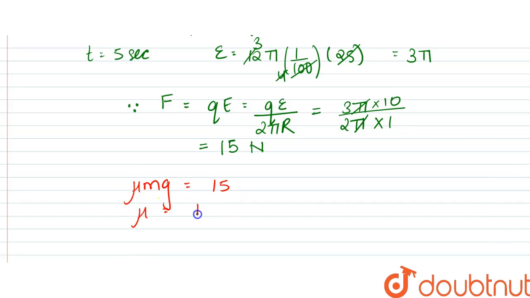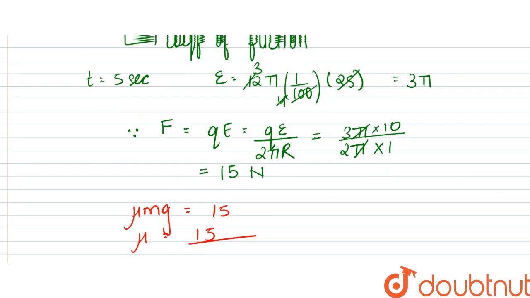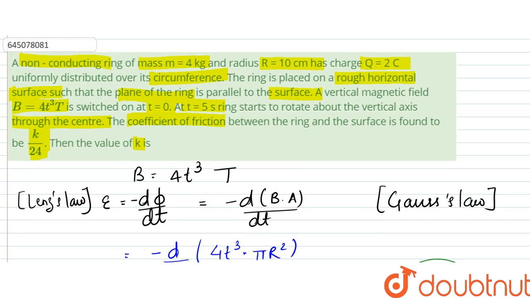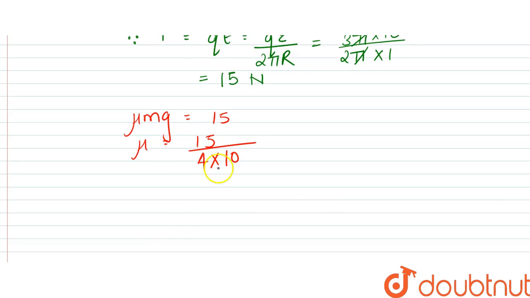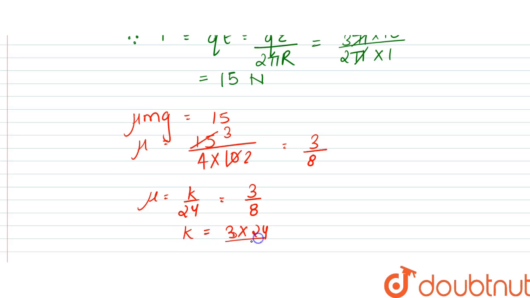So from here mu would equal 15 divided by m g. The mass of the ring is given as 4 kg and g is 10. So now this can be simplified. This is 3 and this is 2. So it would be 3 by 8. Right? Since in the question mu is given to us as k by 24, which is equal to 3 by 8. Right? So k can be written as 3 into 24 by 8.